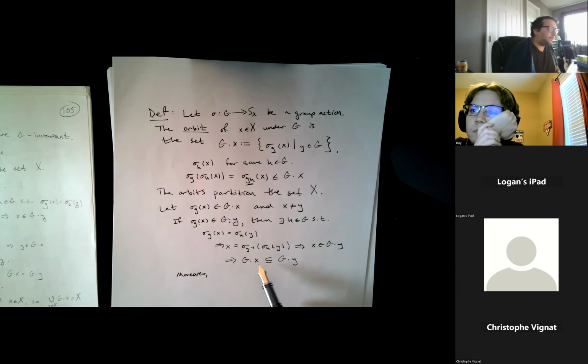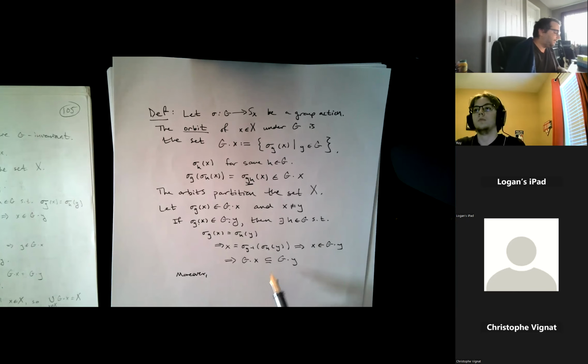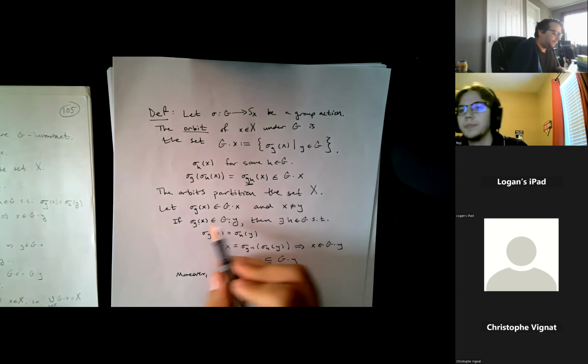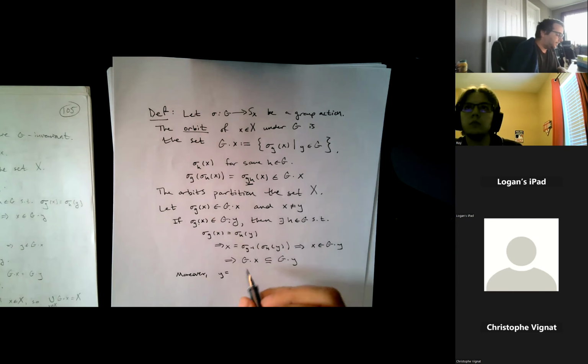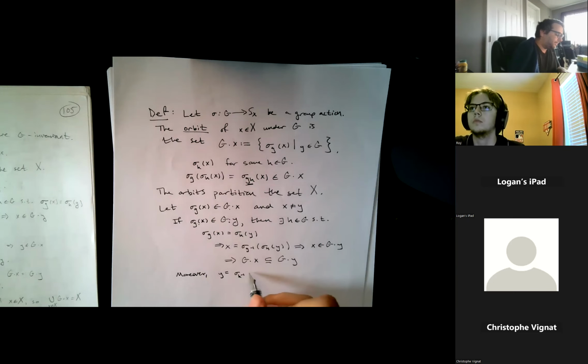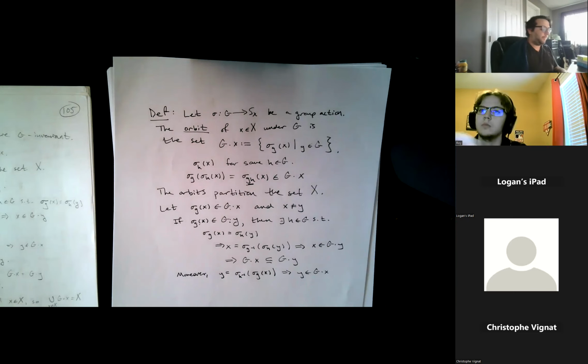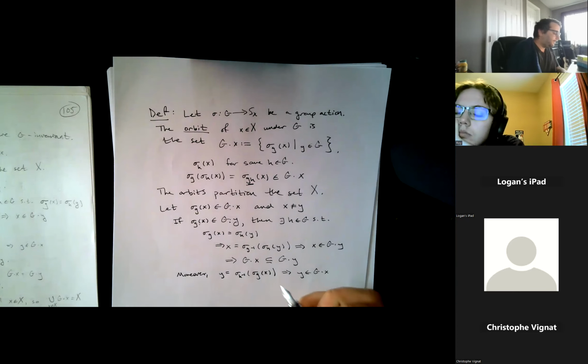Okay, so we can also get the other direction to show that these things are equal. The way we do that is, y, under this assumption, is going to be equal to sigma h inverse of sigma g of x, which implies that y is in the orbit of x. Again, the homomorphism property is the in-between step here. And so putting that together, we have that the orbits are equal.